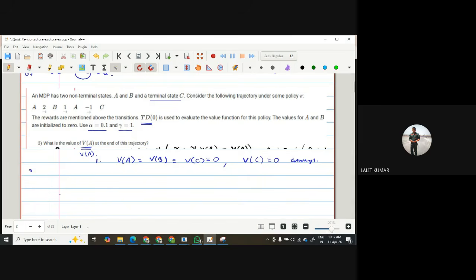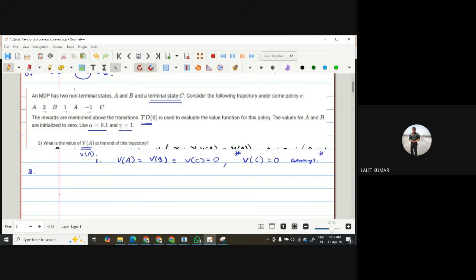Now it is written in the question that the initial values of VA and VB are zero, but not C. And you have taken C also as initially zero. See, always remember, Ravina, this is a very, very important concept. For a terminal state, your V and Q is always 0. Okay, sir. This is always 0. Okay, remember this.